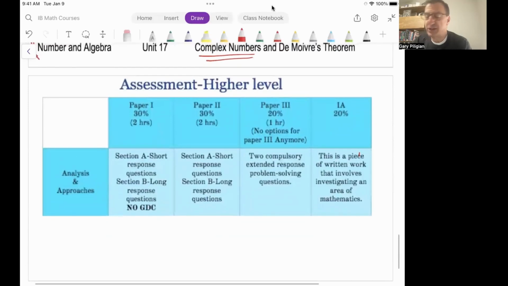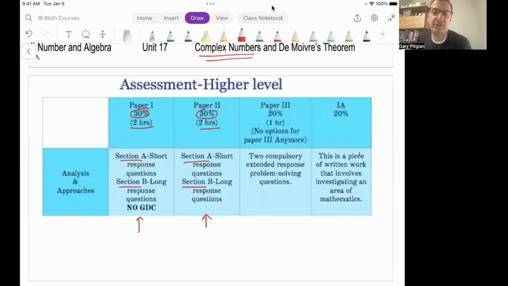How are you going to be assessed? You've seen this in the other video, so I'll do this very quickly. There are 3 papers. Paper 1 and paper 2 are both 2-hour exams and each count for 30% of your IB grade. Paper 1 is a no calculator test and paper 2 is a calculator allowed test. Both are split into section A and section B. Section A is short response questions, 5, 6, 7, 8 marks per question, and section B is long response, probably 12, 15 marks per question with multiple parts. Then paper 3 is a 1-hour exam. It's only 2 questions. The calculator is allowed, and it's called an extended response, so they're even longer than long response. The questions are like 25 to 30 marks per question.